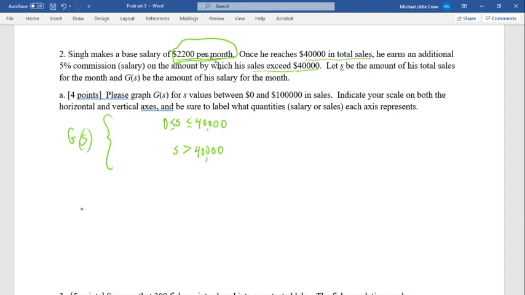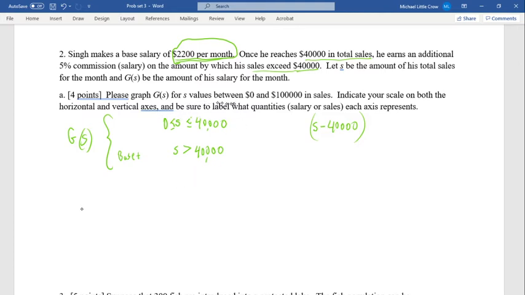As soon as his sales exceed 40,000, so when sales are greater than 40,000, then he starts getting commission. So he gets the base salary, still gets that, plus he gets a commission, 5% of the amount above. He still doesn't get 5% of the first 40,000, right? So the way you want to represent that is whatever the sales are minus 40,000. Okay, and then multiply that by 5%. So that's going to be the addition he starts making.